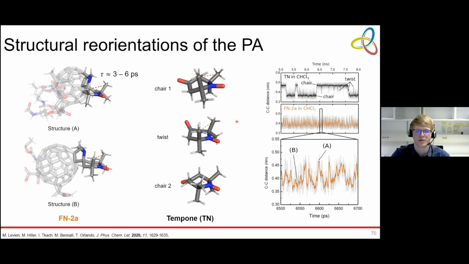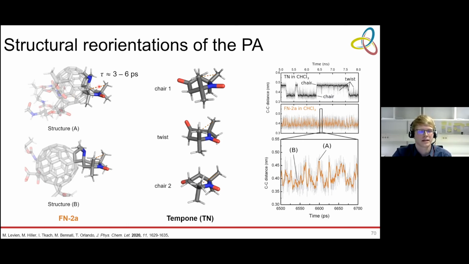We see no interchange between chair 1 and chair 2. Now, the chair interchange should not be what causes the large signal enhancement, because, as we can see here, it is on a long time scale. But what we can see for the fullerene nitroxide, if we use the same descriptor, is a difference between structure A and structure B. This corresponds to an opening and closing, if you will, of these two methyl groups. So they come a bit closer to one another and then they go away again.